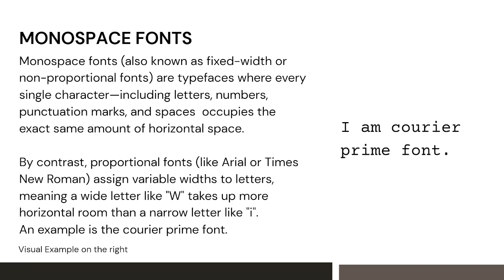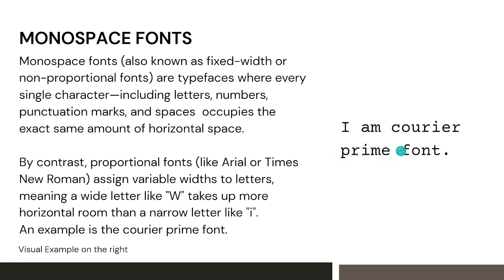We also have monospace font. Monospace fonts, also known as fixed width or non-proportional fonts, are typefaces where every single character, including letters, numbers, punctuation marks, and spaces, occupies the same amount of horizontal space. Monospace font is where the letters or numbers occupy the exact same amount of space horizontally. And we can see an example here which says I am Courier Prime font.